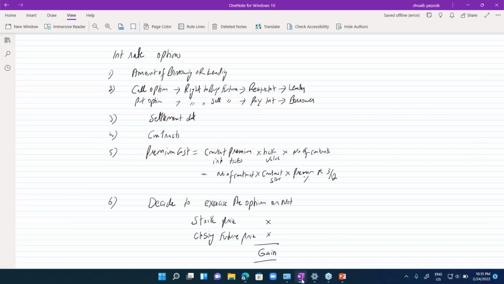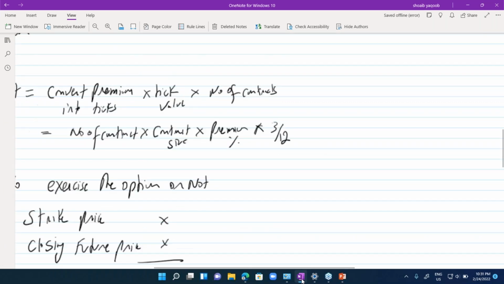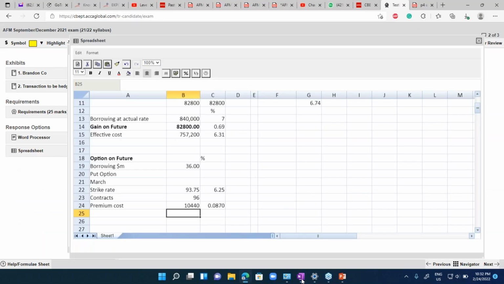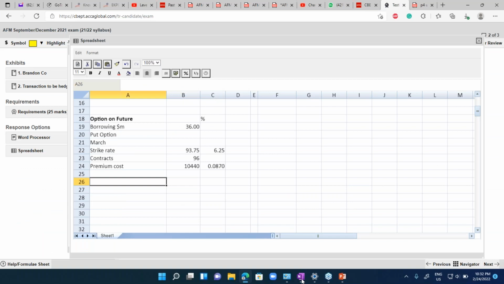Tick value formula is contract size into 0.01% into 3 by 12. Okay, premium cost. Now decide to exercise the option or not.